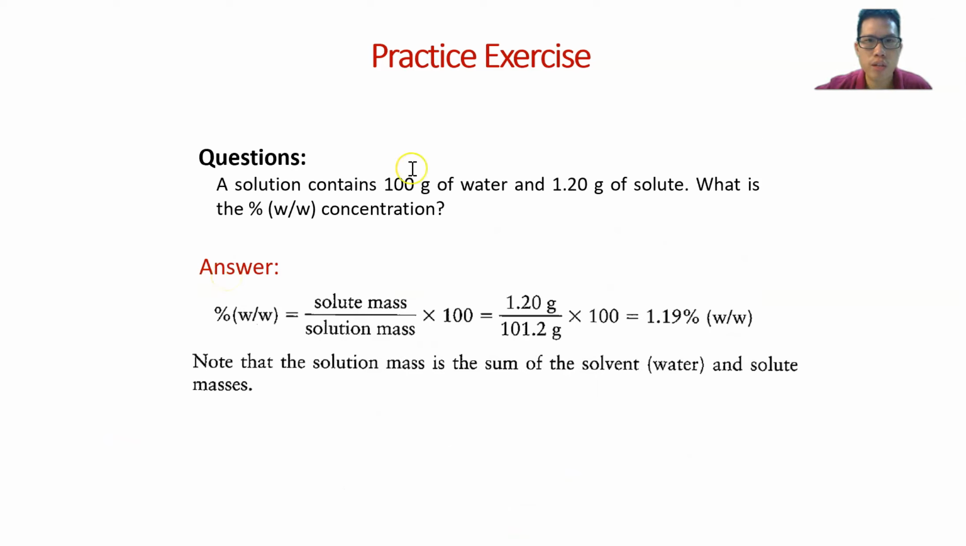And this one: a solution contains 100 grams of water and 1.2 grams of solutes. What is the percent weight to weight concentration? Weight to weight. From here, the solution weight is 100 grams plus 1.2 grams of solutes. So it will be 1.2 grams divided by 101.2 grams, times 100%.